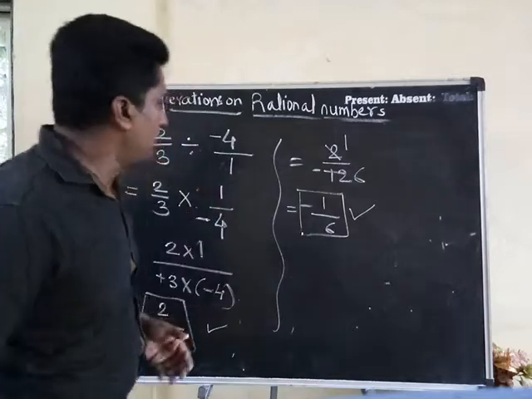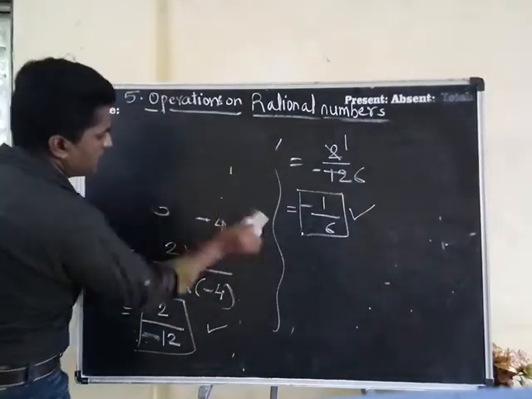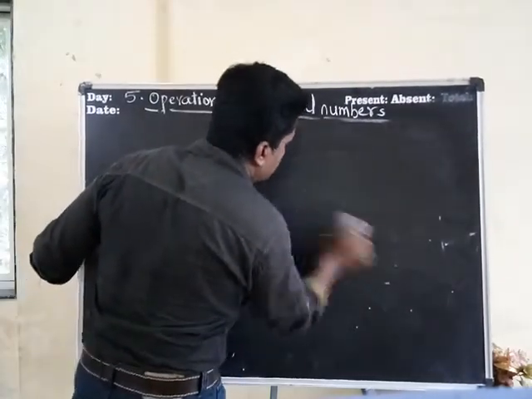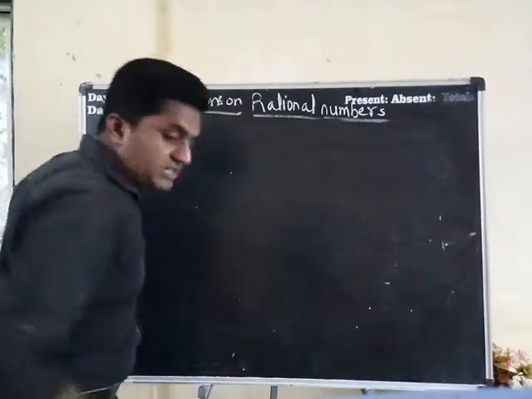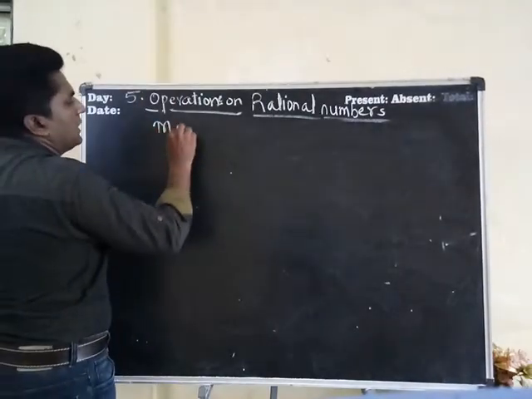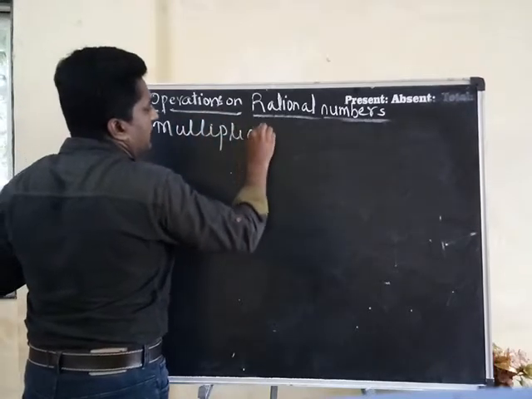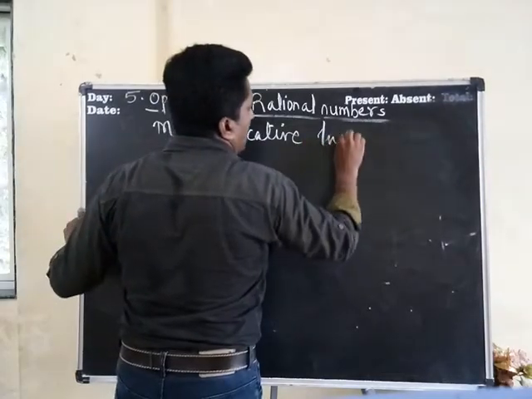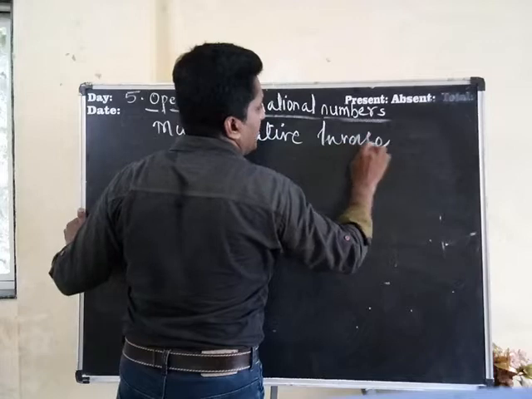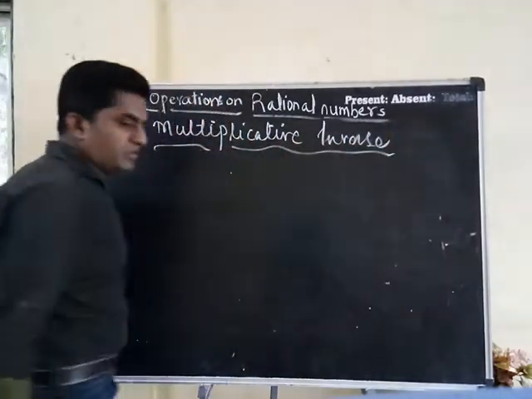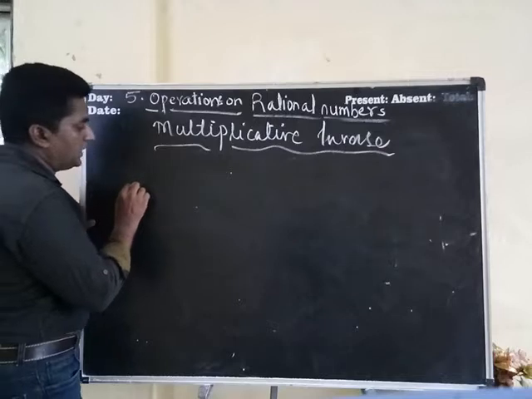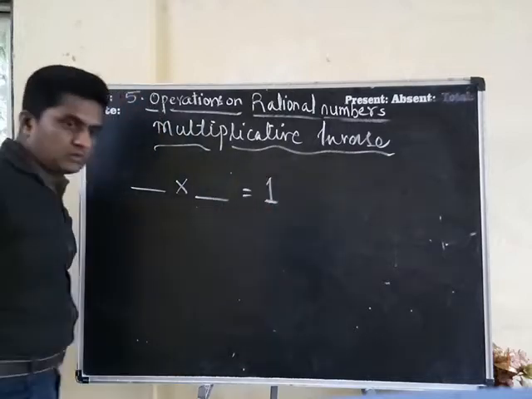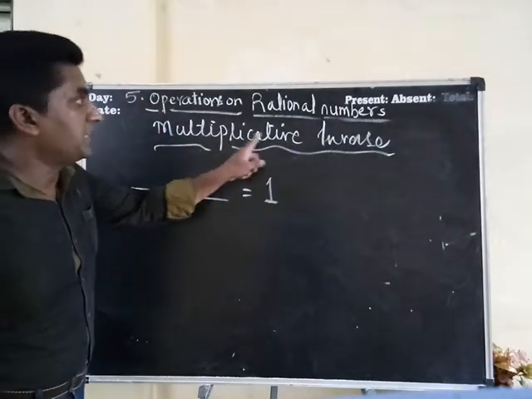Now the last segment of today. One more thing which I want to show you is multiplicative inverse. What is the meaning of multiplicative inverse, that you have to remember. The term is multiplicative inverse, I-N-V-E-R-S-E. What is the meaning of multiplicative inverse? Whenever dash multiplied by dash, the answer is 1, then it is called multiplicative inverse.